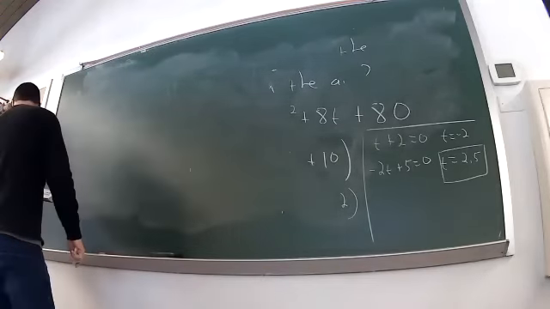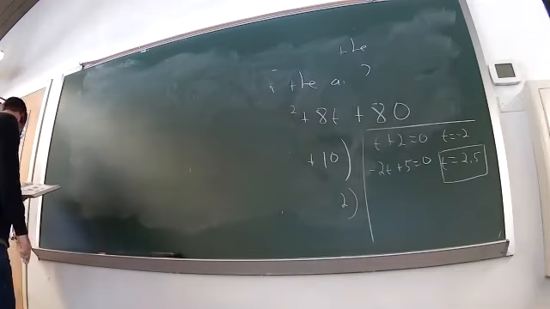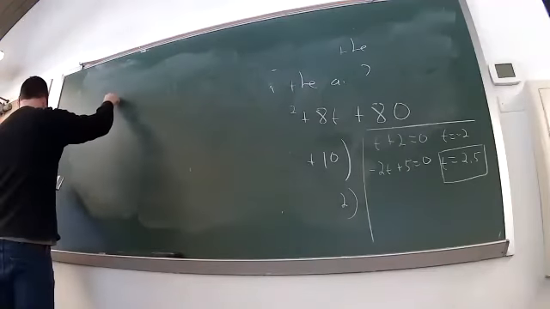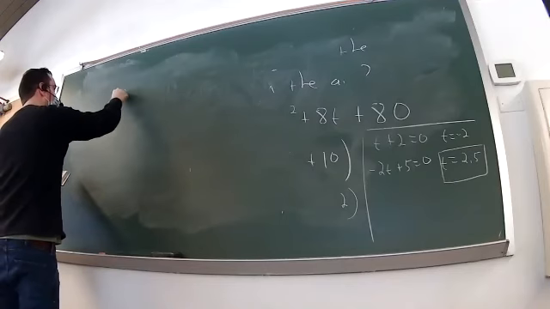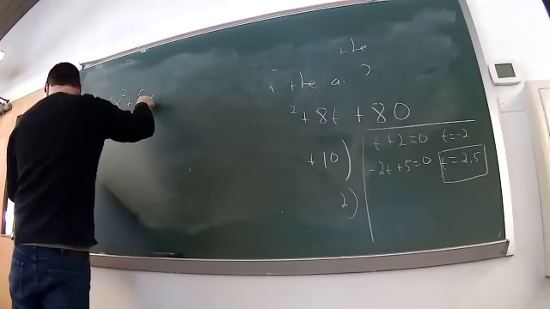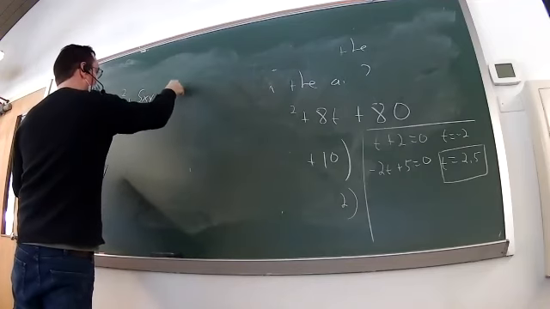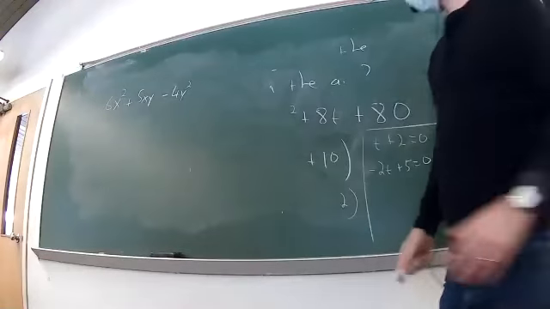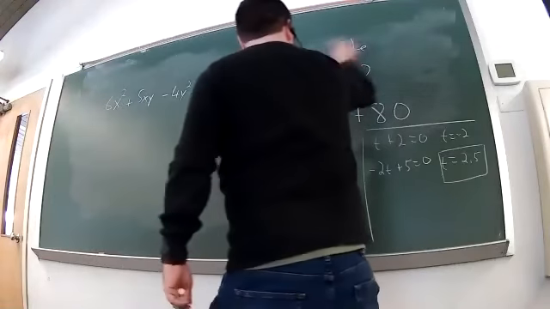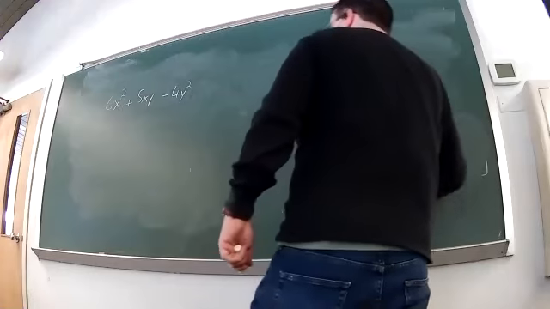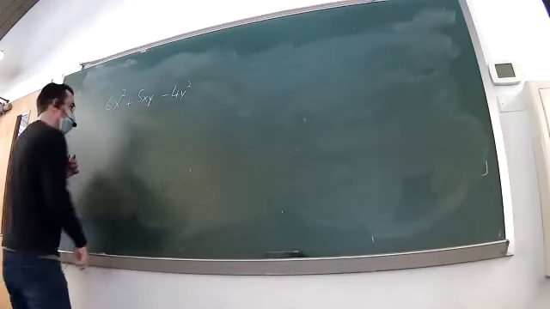Let's take, what if we wanted to factor 6x squared plus 5xy minus 4y squared. So the thing that makes this problem hard is that there's 2 variables.